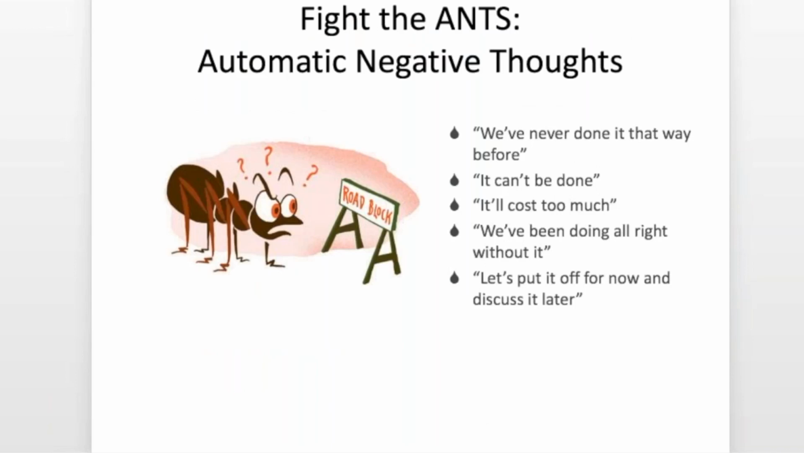And by the way, I know that for some of us, this is tough stuff. And so you might have an automatic negative thought. At least I know some of your colleagues will. We've never done it that way. It can't be done. It'll cost too much. We've been doing it all right without it. Let's put it off. We have all these other things we have to do. And in the case of many small organizations, it doesn't work here. Donors don't give at that level here. We have to do it through the institutions. This is where we get all of our money. And I would say you've got to fight the automatic negative thoughts, the ants.